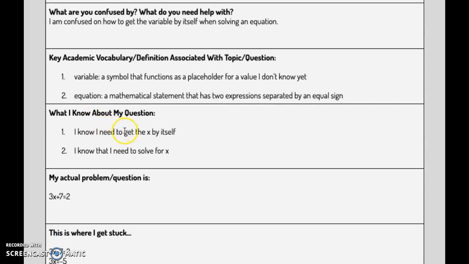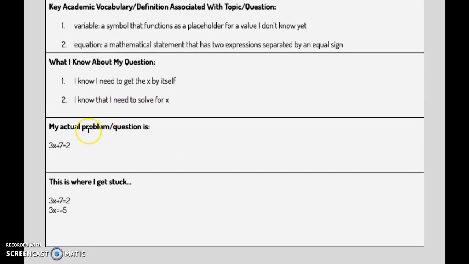Then, what I know about my question. I know that I need to get the x by itself. I also know that I need to solve for x. Okay, so I wrote what I knew about my question. Then my actual problem or question is 3x plus 7 equals 2. Okay, so I just chose a random equation and that's my actual problem.